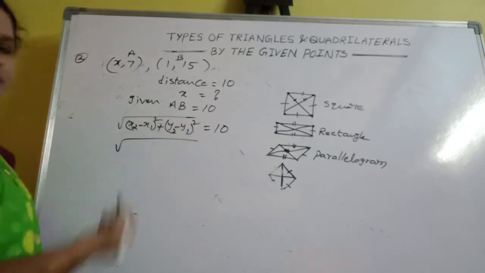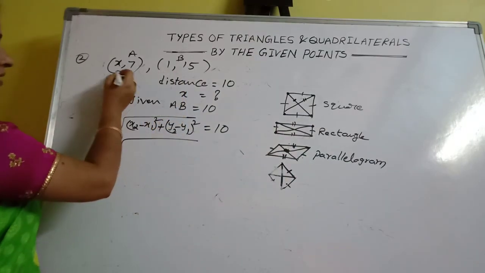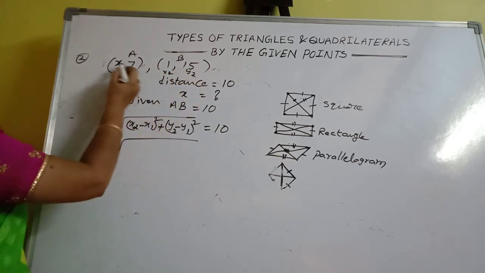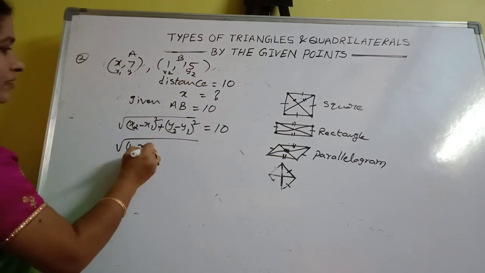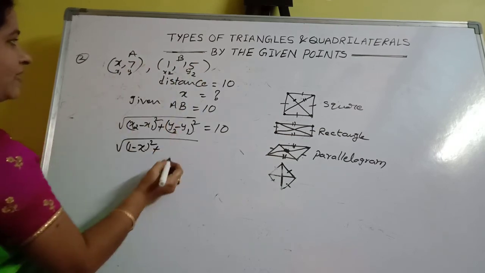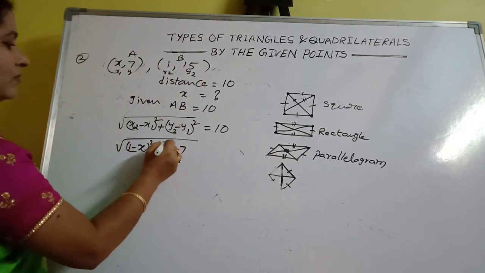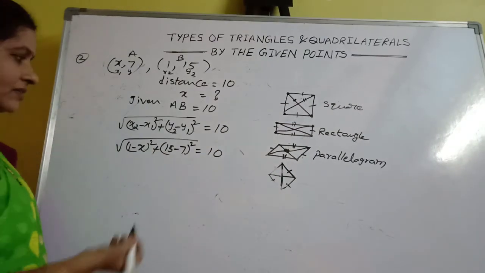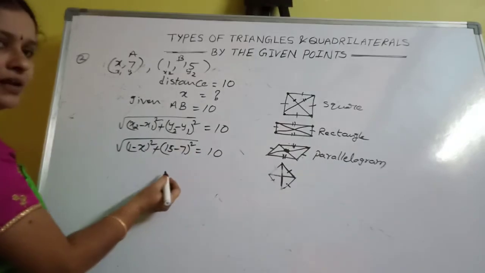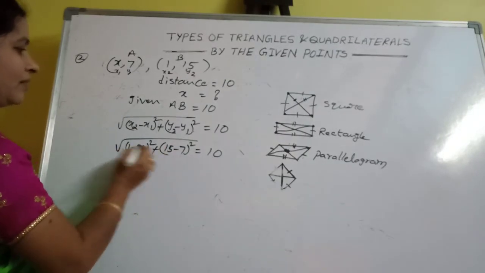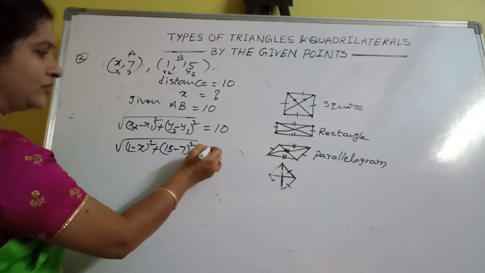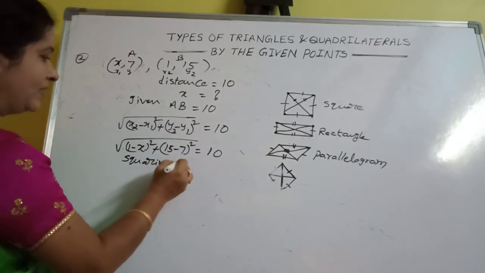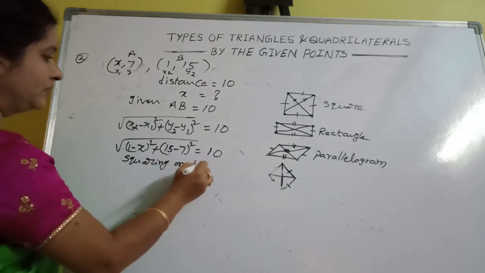Substitute these values in this formula. This is x1 y1, this is x2 y2. So x2 minus x1, (1 minus x) whole square, plus y2 minus y1, (15 minus 7) whole square, equals 10. Square on both sides to cancel the square root. Here only the root term is there, on the RHS there is no root term. Squaring on both sides.